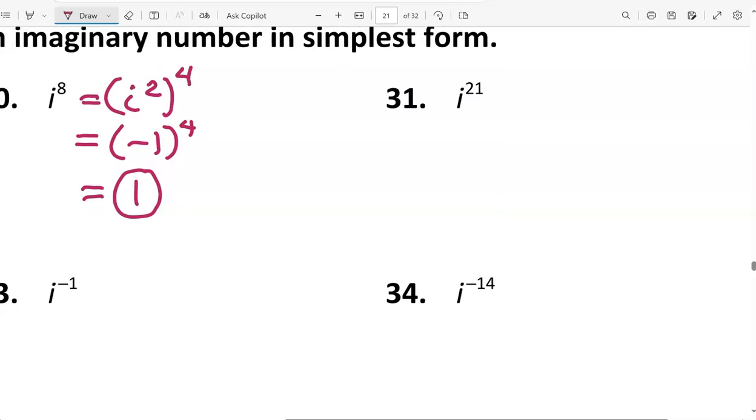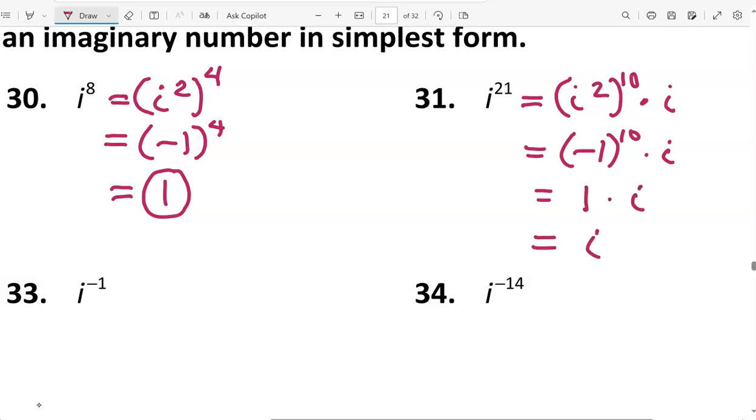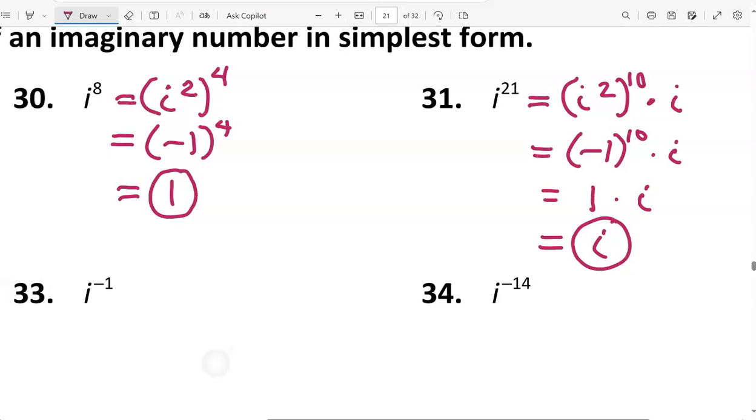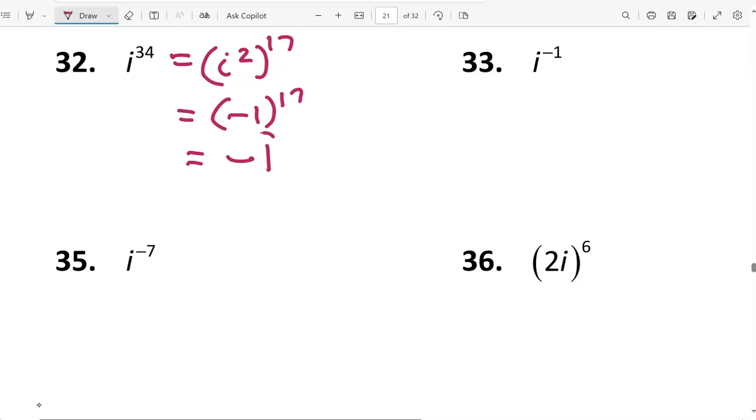In 31, i to the 21st can be written as i squared raised to the 10th power, which gives us i to the 20th power, times one extra factor of i. So -1 to the 10th power is +1, and +1 times i is i. In 32, i to the 34th can be expressed as i squared raised to the 17th power. -1 raised to the 17th power is -1 raised to an odd power, so that would be -1.